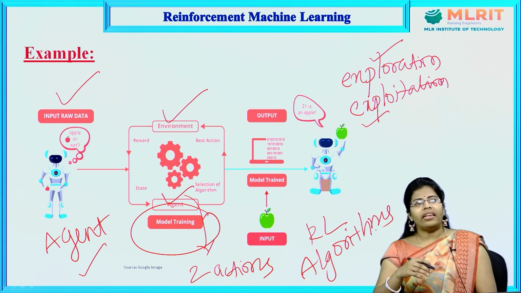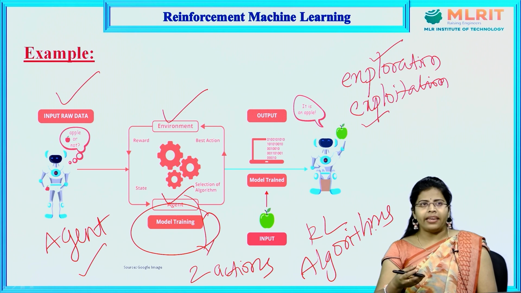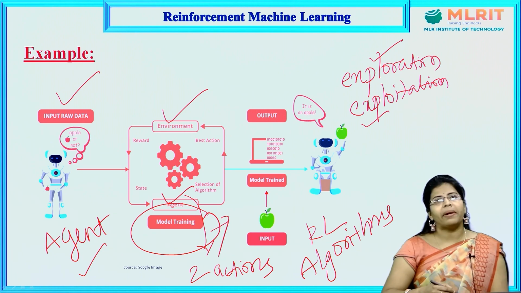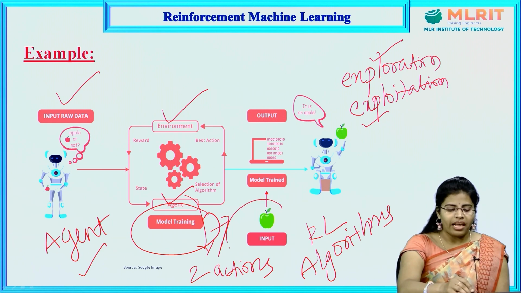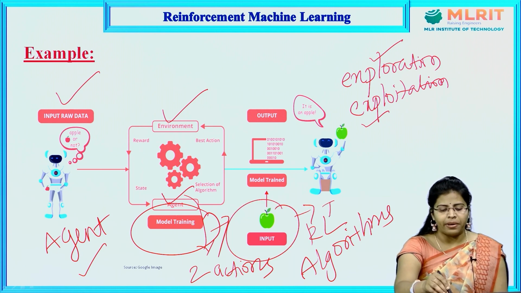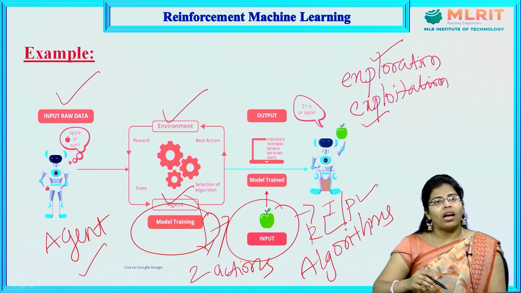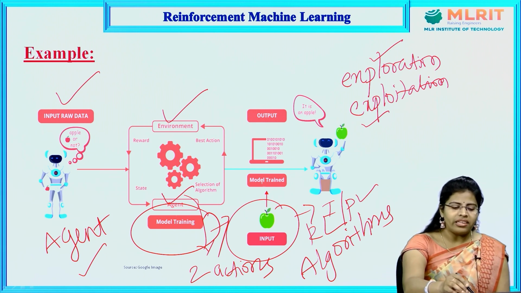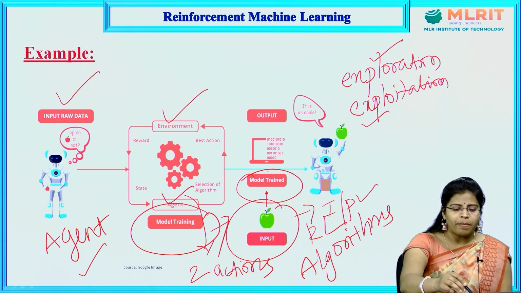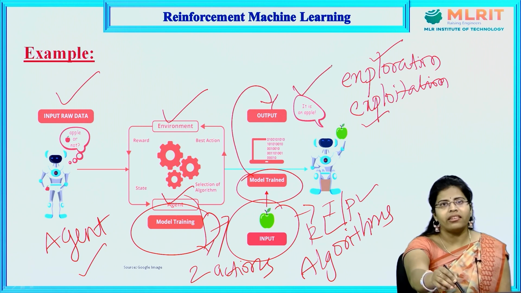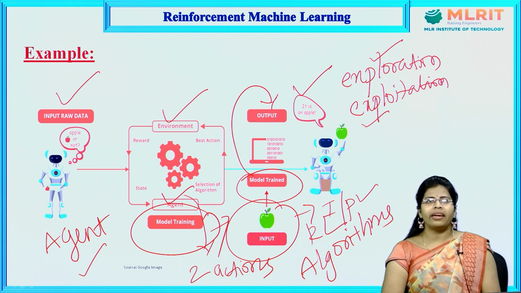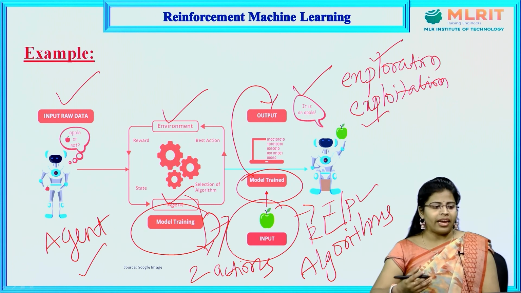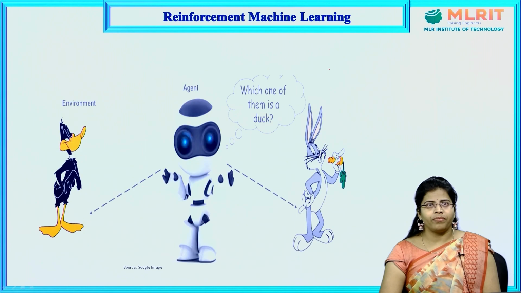Once the model is trained, it is going to predict the output. For example, after the training, I have passed the input apple. So once the model is trained, it is going to predict that the output is an apple. That's how reinforcement machine learning works between the environment and the agent.